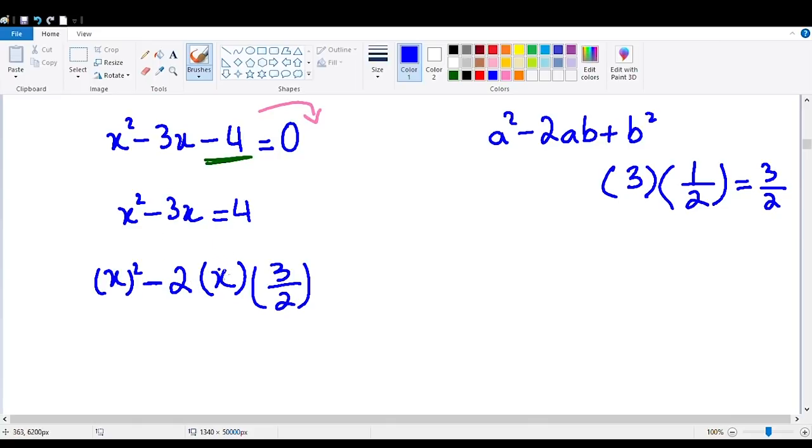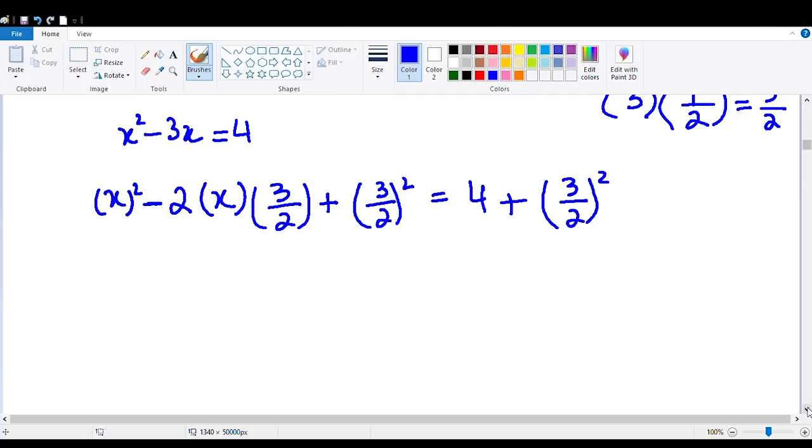Now for the b term, this will always be a plus, as you can see over here, there's a plus in the a minus b whole square and a plus b whole square formulas. So the b square term is going to be basically this squared, so 3 over 2 whole square, equals the constant, which is 4, which went to the other side, obviously. We're going to add plus 3 over 2 whole square because we want the equality to hold.